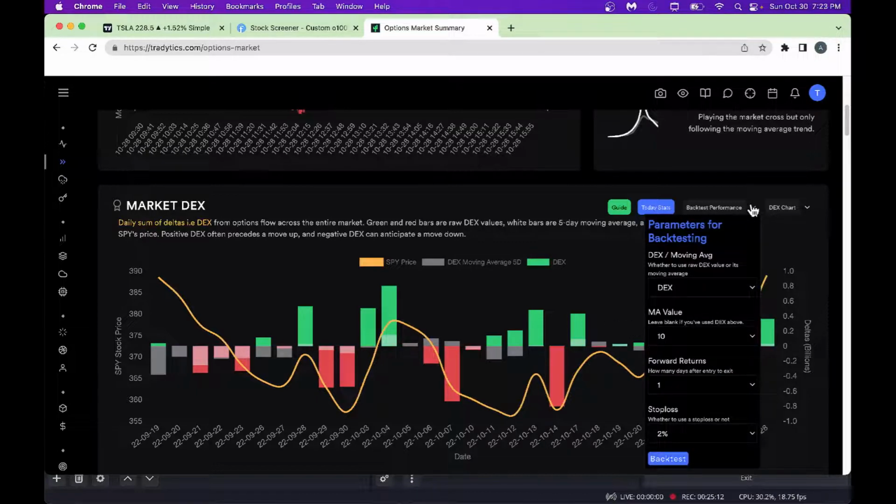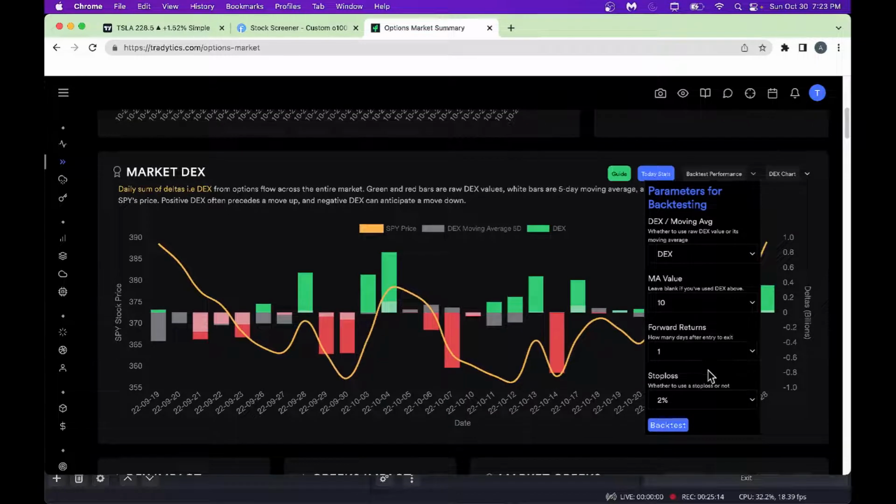All right, so let's see here. You could also change your stop loss and so on and so forth. This is for the folks who want to really enter and exit. What we are saying is really the forward returns is 1, your stop loss is 2%. And you can just do back testing.